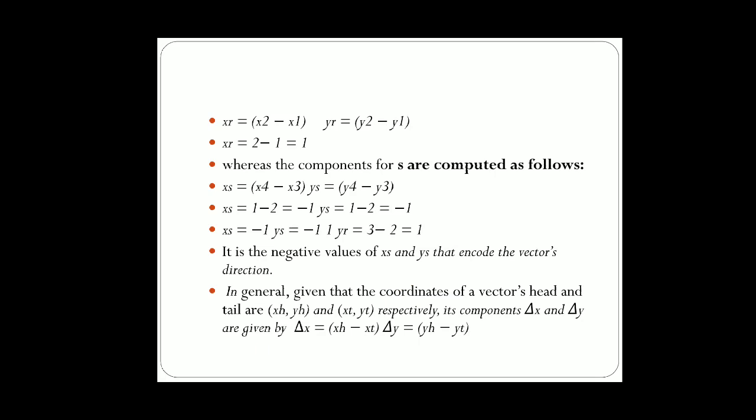In general, given the coordinates of a vector's head and tail as xh, yh, and xt, yt respectively, its components delta x and delta y are given by the formula: delta x is equal to xh minus xt. Suppose the x head is x1 and the x tail is x2, so it will be x1 minus x2. The tail is subtracted from the head, where h stands for head and t stands for tail. So this is the formula which has been applied on the above example.